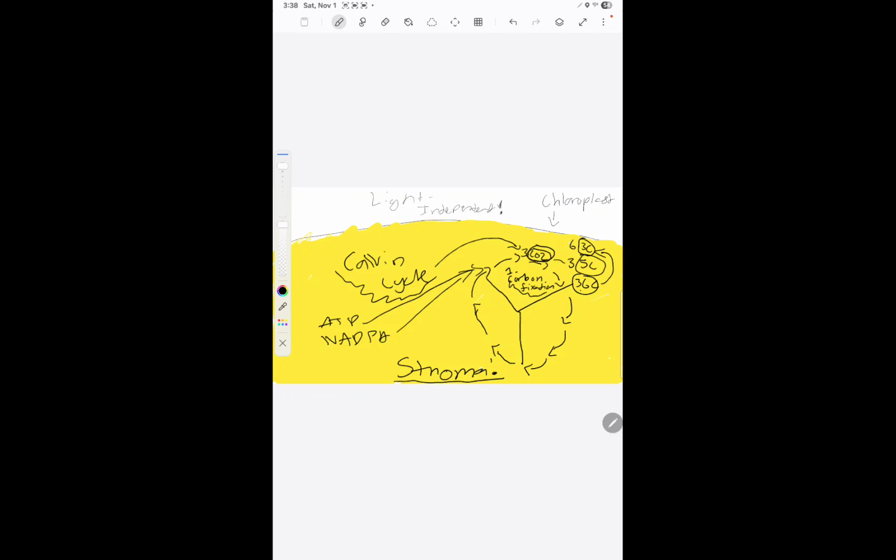molecules. So we had 3, this becomes 6. You multiply by 2, because you had your 3 molecule.